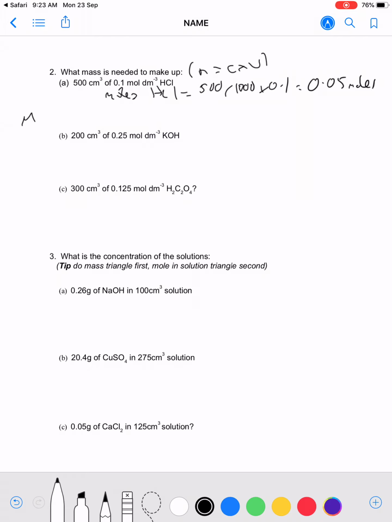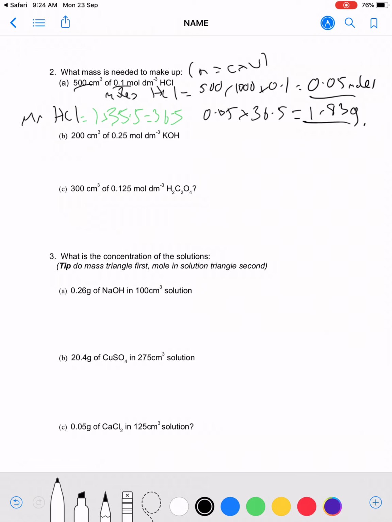The Mr of HCl, well, hydrogen is 1, chlorine is 35.5, so that equals 36.5. So if I take my moles, 0.05, times it by the Mr, 36.5, I get the answer of 1.83 g. That's the mass in grams to make up 500 cm³ of 0.1 mol/dm³ solution of hydrochloric acid. Okay, let's go again.